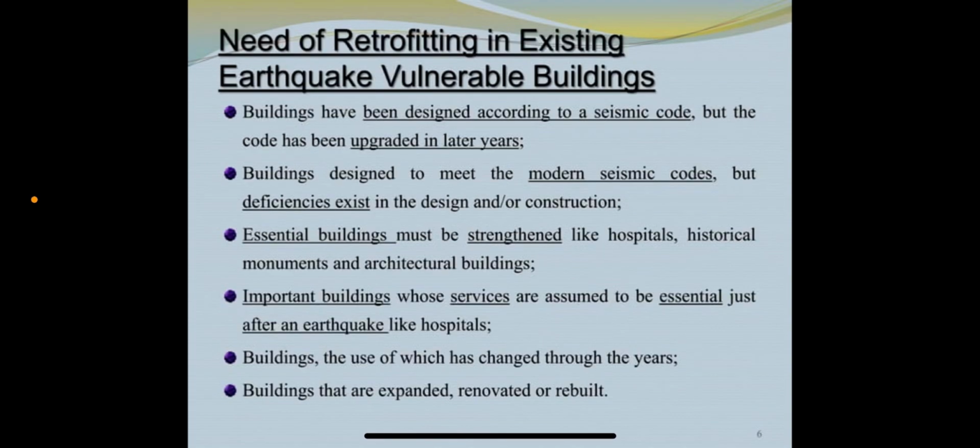Retrofitting is needed in existing earthquake-vulnerable buildings that have been designed according to the seismic code, and buildings designed to meet the modern seismic codes. Essential buildings must be strengthened, like hospitals, historical mementos and architectural buildings. Important buildings whose service is assumed to be essential just after the earthquake. Buildings whose use has changed through the years. Buildings that are exposed, renovated or rebuilt.